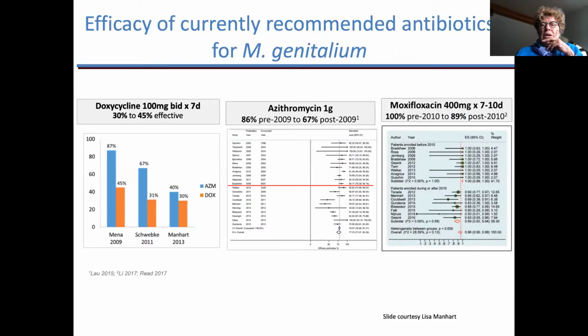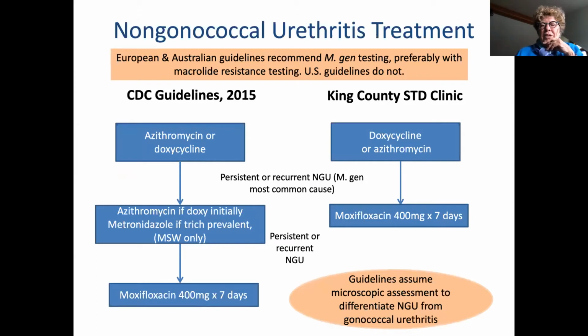What we're seeing currently in the Australian and European guidelines is a recommendation to do testing, ideally with macrolide resistance testing. Currently, we don't have guidelines to do the macrolide resistance testing. So what some clinics, including ours in Seattle, King County, are doing is to treat with doxycycline first to lower the burden of infection, and then to follow with moxifloxacin. So not simple or ideal, and they're really focusing on men who have persistent or recurrent NGU.